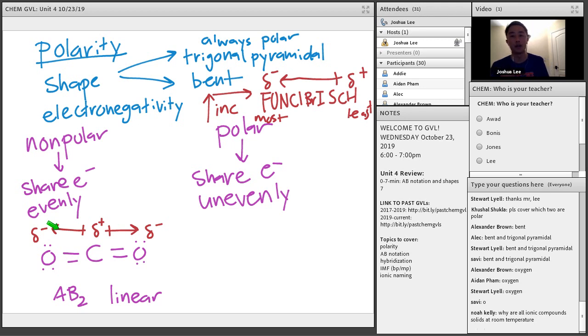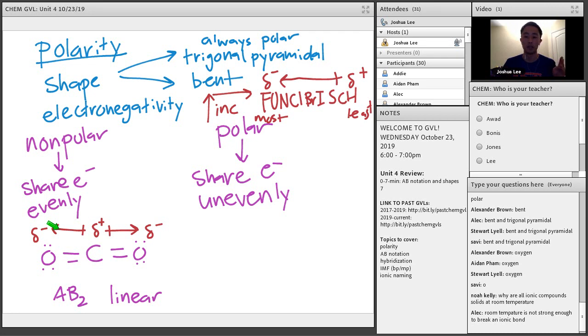So typically how I find out polarity is once I draw all my arrows, things get a little bit messy.